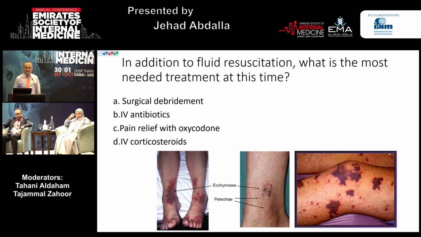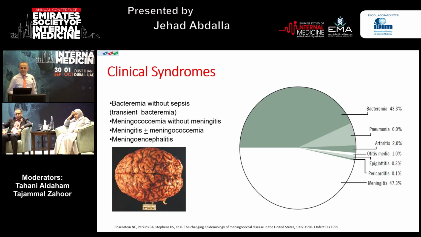Again, what's the treatment of choice for that? Antibiotics. We don't do debridement. Okay? It's mainly meningitis, as you can see here, and bacteremia. You can see pneumonia, other infection, but these are the two big ones. Bacteremia might be alone without meningitis. Meningitis can be alone without bacteremia, or both.